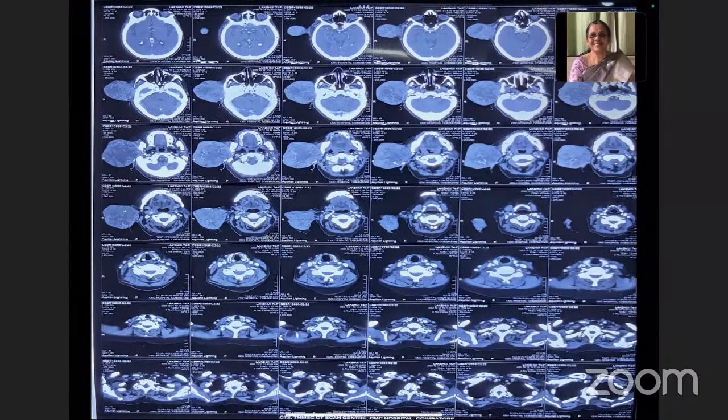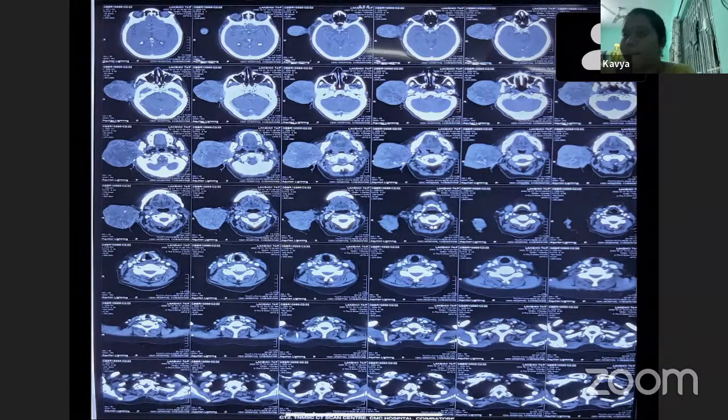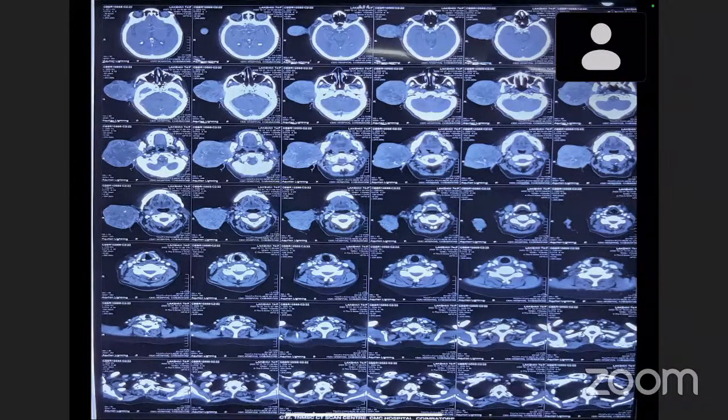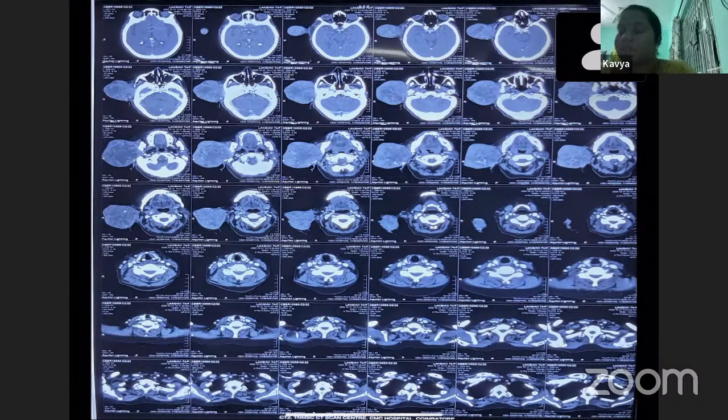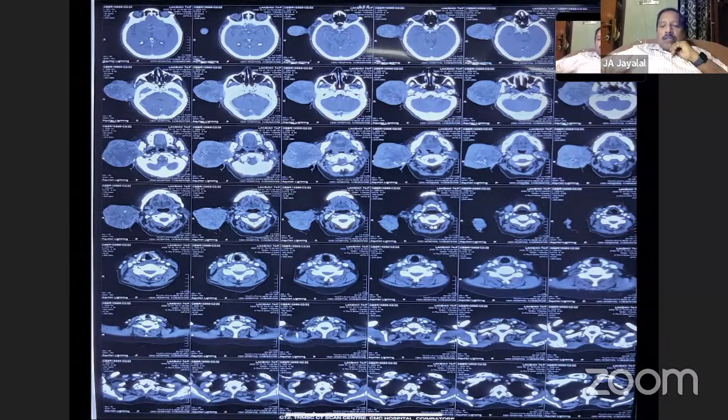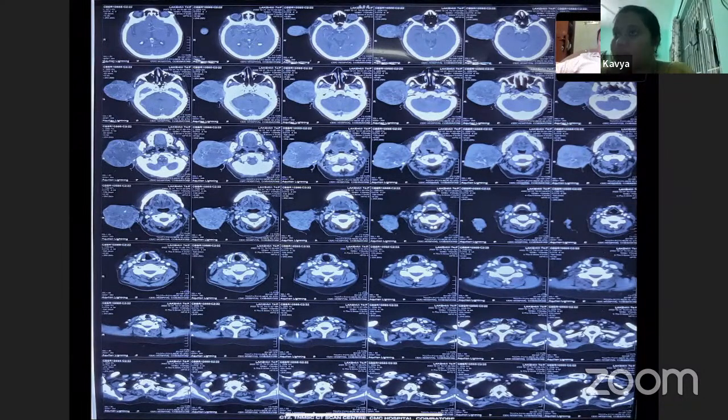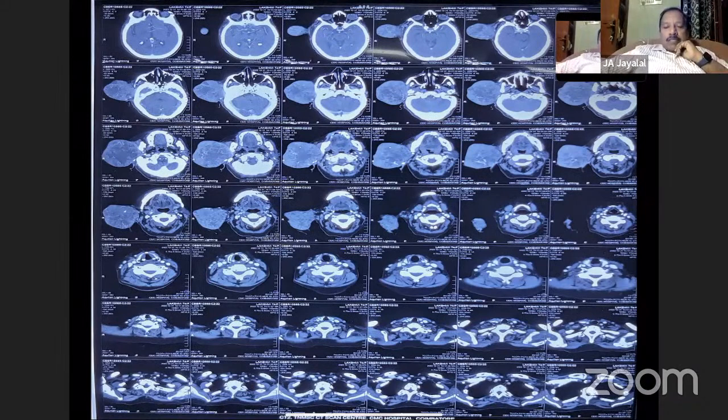Suppose during the surgery, you see the facial nerve is involved. What will you do? We'll sacrifice the nerve, sir. Suppose you are able to remove the entire mass, whatever you are seeing macroscopically, but you still feel there is some microscopic disease left over. So will you sacrifice the facial nerve?